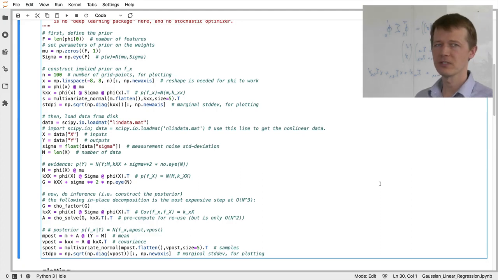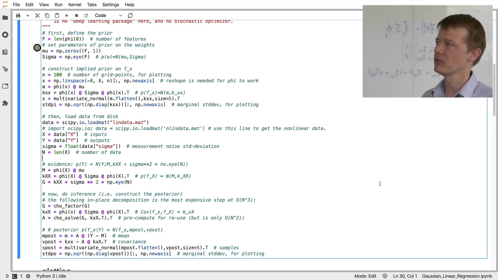So this code consists of exactly the process that we've written in algebra before. We first need to define our prior on the weights. This happens in these 4 lines or 3 lines. Then define the corresponding prior on the function space. That's this part. Then load the data, construct the posterior, and that's the final bit. So first let's define the prior.